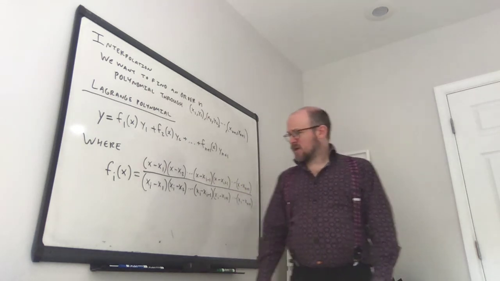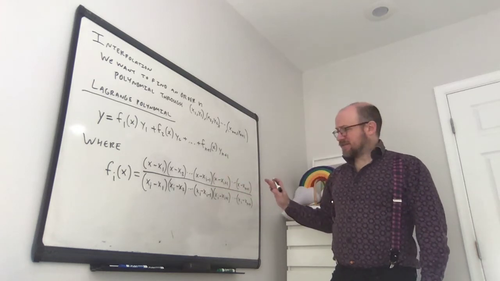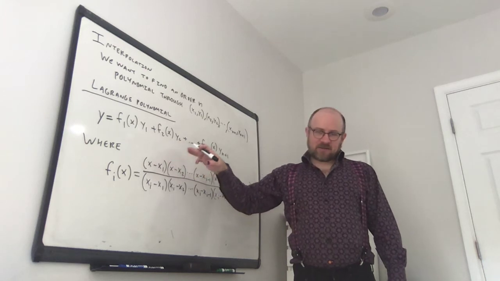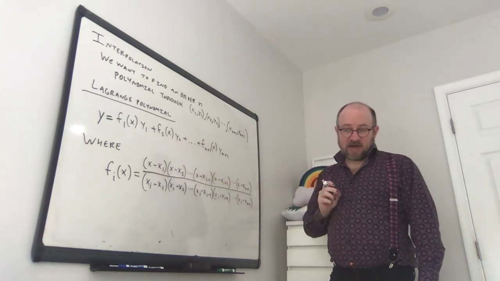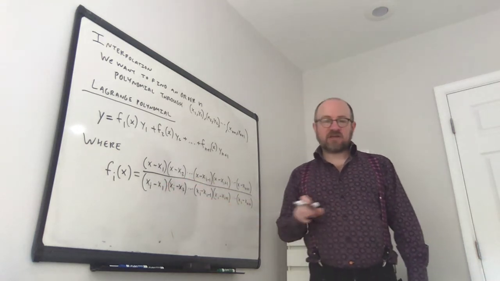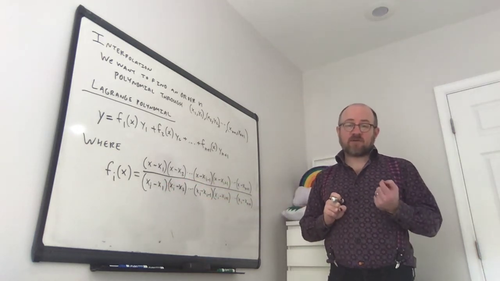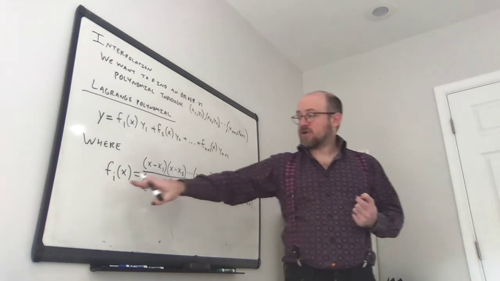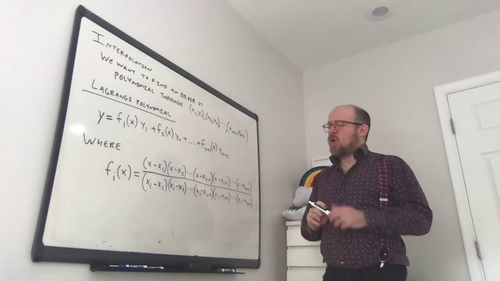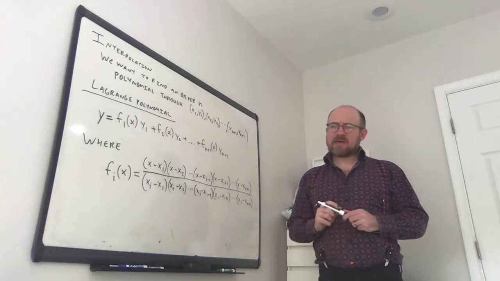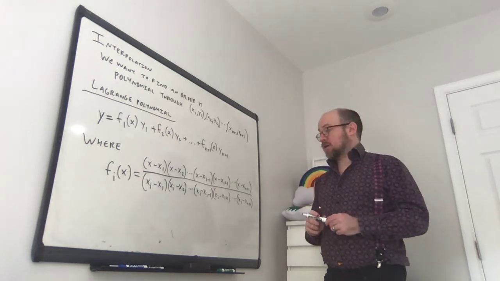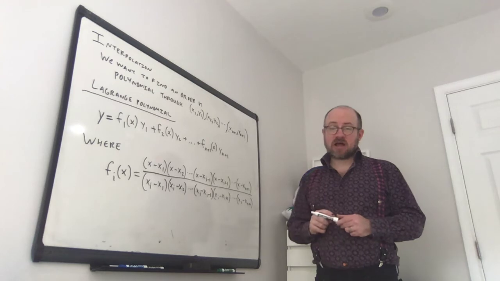Okay? So this is a lot to process, right? But the idea here is that on the top, we've got x minus each of the x data values. On the bottom, we've got xi minus each of the x data values, except for the one that matches our coefficient on this. Okay? So this formula looks complicated, but in practice, it's not that bad to do, especially when you're just doing a quadratic or a cubic interpolation. It's actually not so bad.